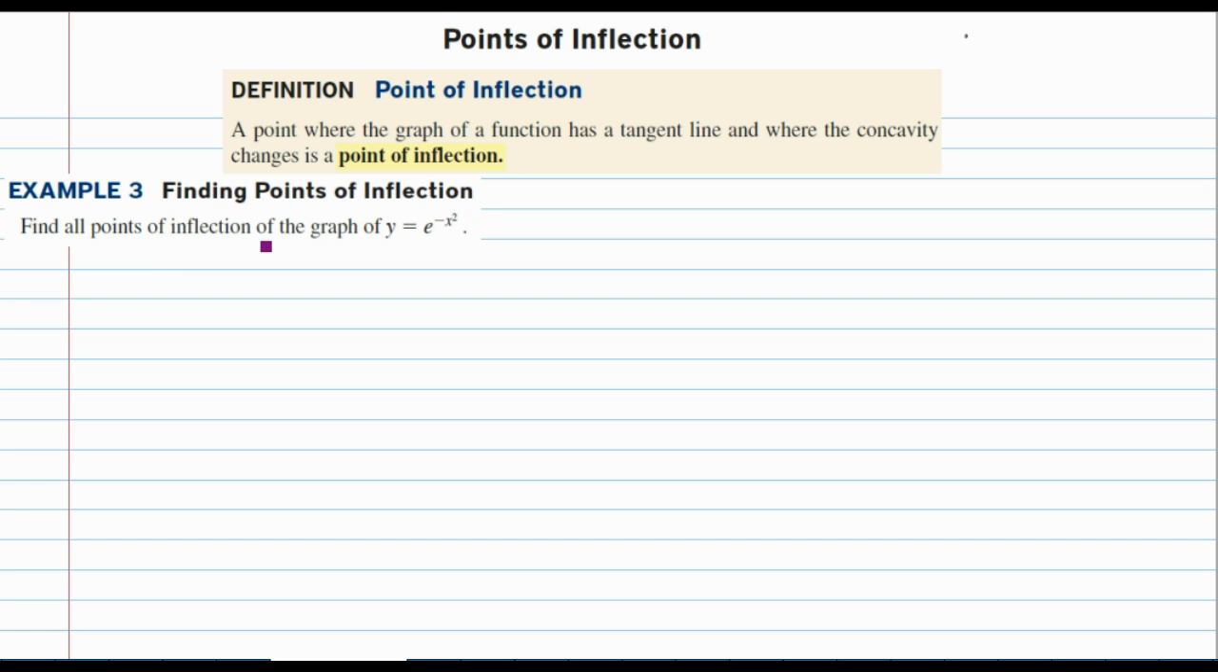So we're going to find all points of inflection of the graph of y equals e to the negative x squared. So you may predict we're going to use the second derivative. Since the second derivative tests for concavity, where the second derivative changes signs, we're going to find an inflection point. So when the second derivative changes from positive to negative or negative to positive, we'll have a point of inflection. So step 1, find the first and second derivative.